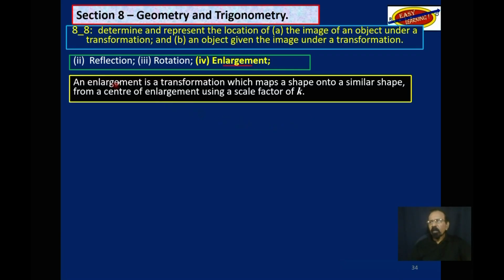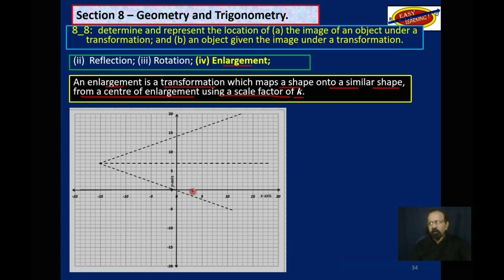Enlargement. Now, an enlargement is a transformation which maps a shape onto a similar shape from a center of enlargement using a scale factor of k. So let's look at this grid down here. These lines are called pattern lines, and this point here is called the center of enlargement.